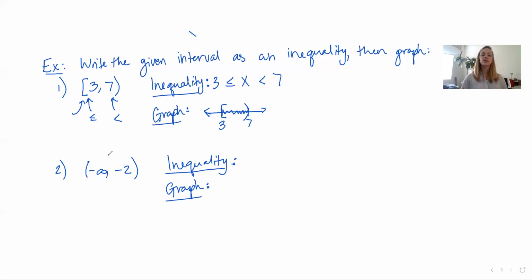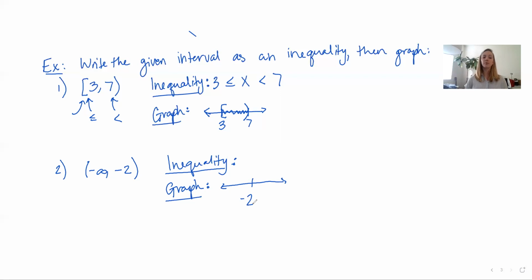So for this interval, we're going from negative infinity to negative 2. I'm actually going to start with the graph first because I like graphing from the interval first, and then that makes the inequality make a little bit more sense with these infinities. So our only distinct number here is negative 2. The other is a negative infinity. So I'll put negative 2 in the middle.